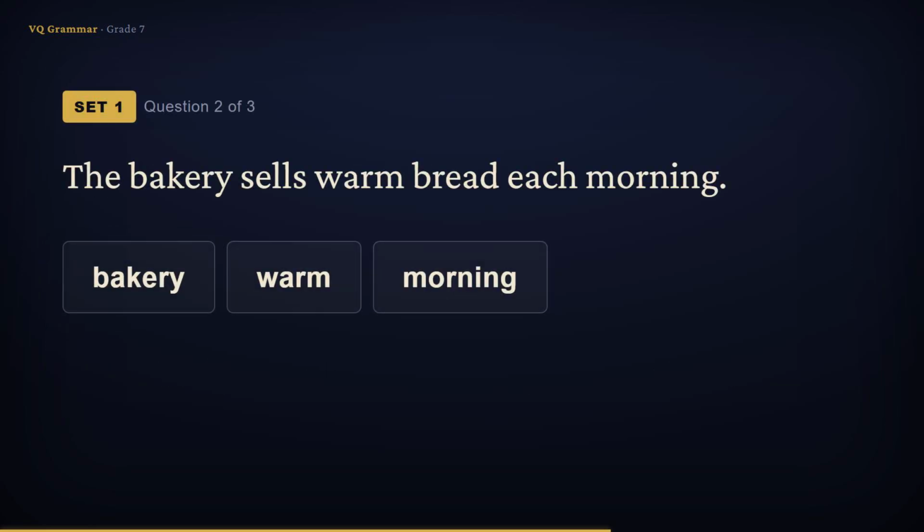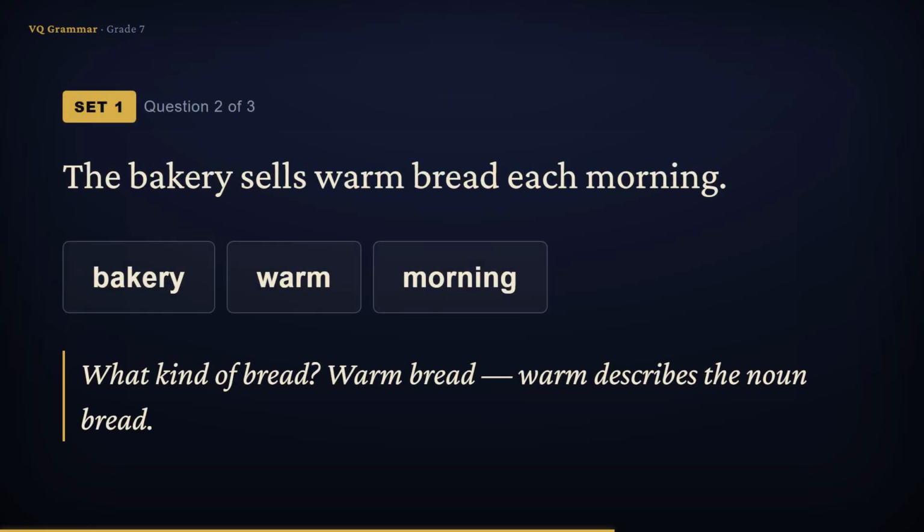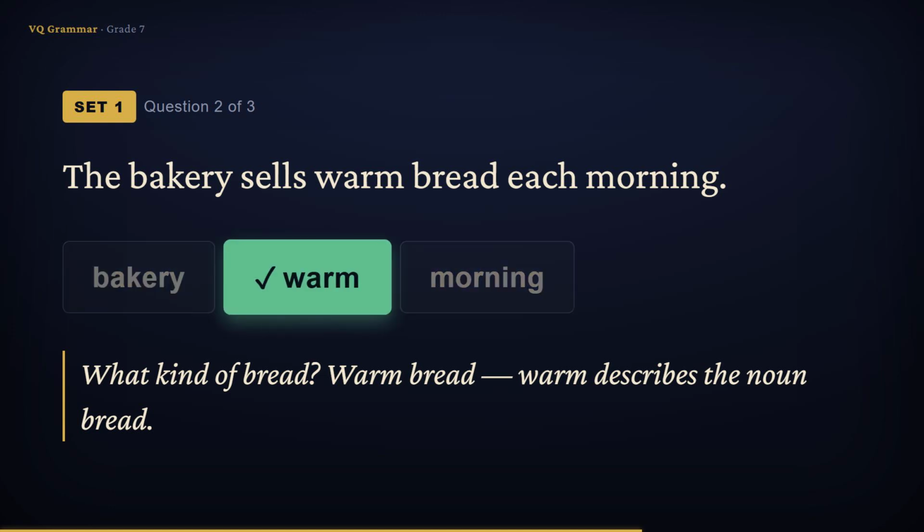The bakery sells warm bread each morning. Look for the describing word. What kind of bread? Warm bread. Warm describes the noun bread, so warm is the adjective. Bakery and morning are both nouns here, so the answer is warm.